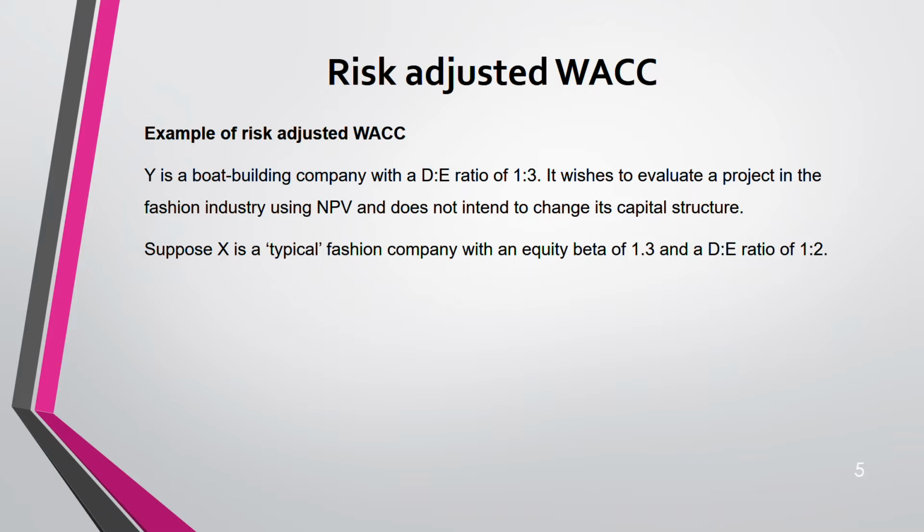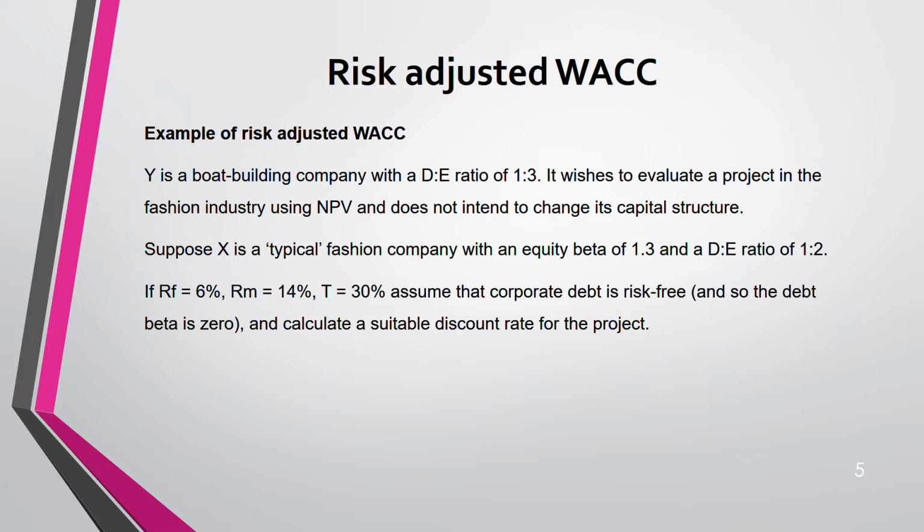They will always give you a proxy equity beta of 1.3. So you have an equity beta of 1.3, and their debt to equity ratio is different, 1 is to 2. What do you have to do? And you have been given further information: risk free rate 6%, RM 14%, tax 30%. Debt is risk free, that means debt beta is 0. Debt beta is always 0. Even if they don't give it as an assumption also, it's 0. Now you need to calculate a discount rate using this information.